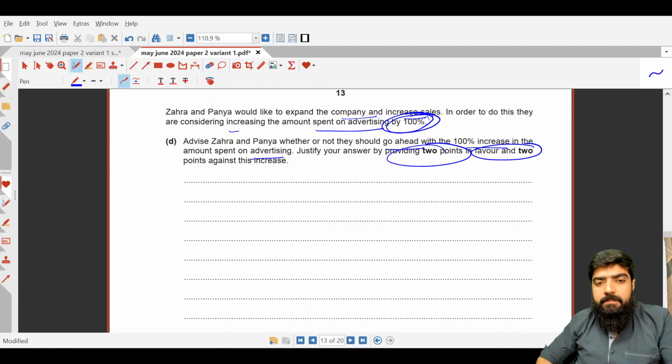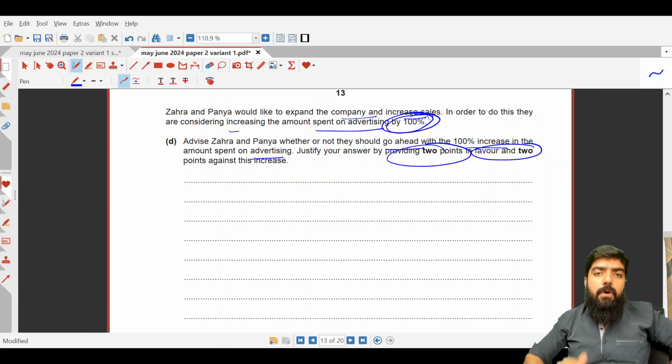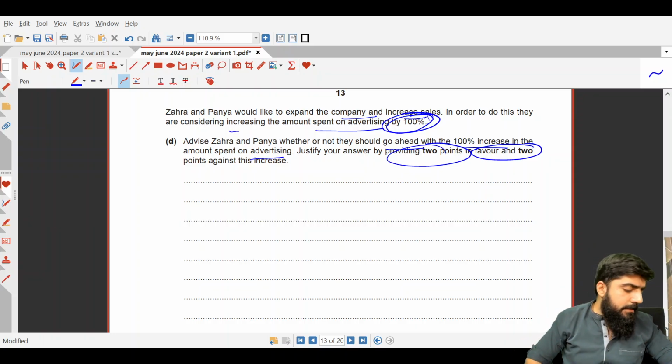Obviously, it means that if you are spending a lot of amount, it's better that you try and go step by step. It's not necessary that you increase the return.